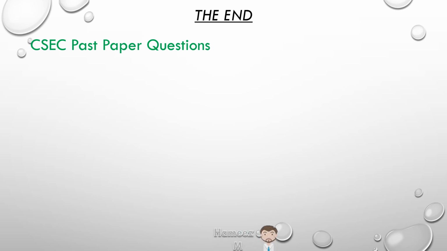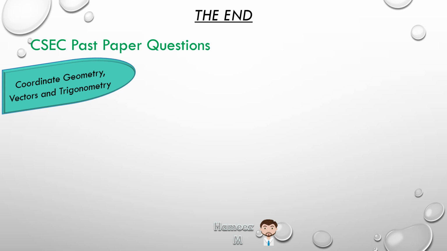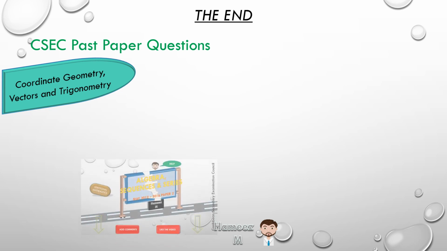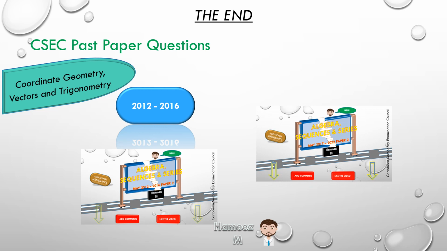We've now come to the end of CSEC past paper questions in section 2 of the syllabus, coordinate geometry, vectors and trigonometry. This is our first video in this section, and we looked at the past paper questions from 2012 until 2016. Our next video will be looking at the next 5 years of past papers from 2017 until 2022.